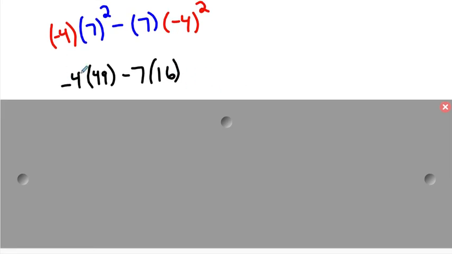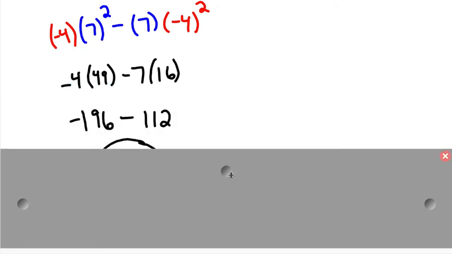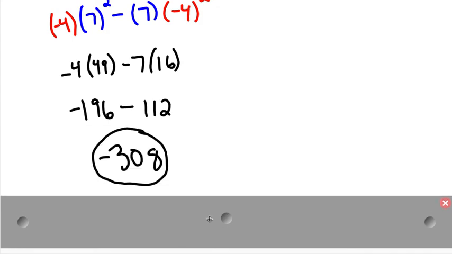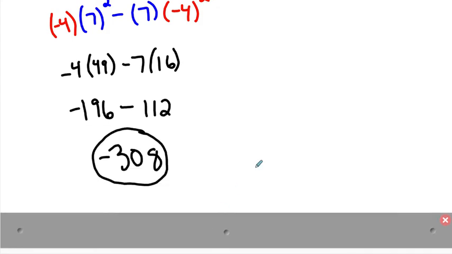Then we're going to multiply, and again, I'm doing this left to right, so I'm going to do -4 times 49 to give me -196. 7 times 16 is 112, so I have -196 minus 112, which gives me my final answer of -308.